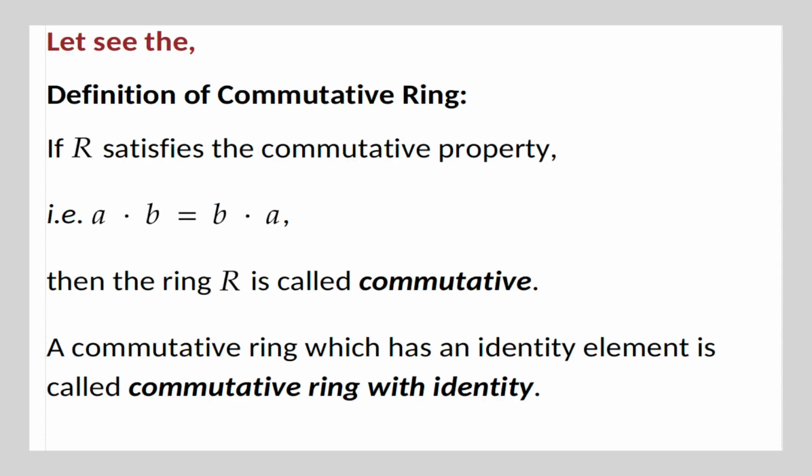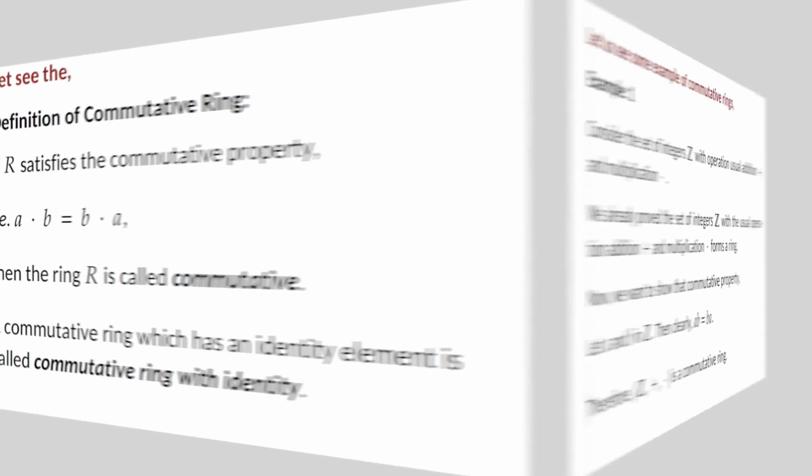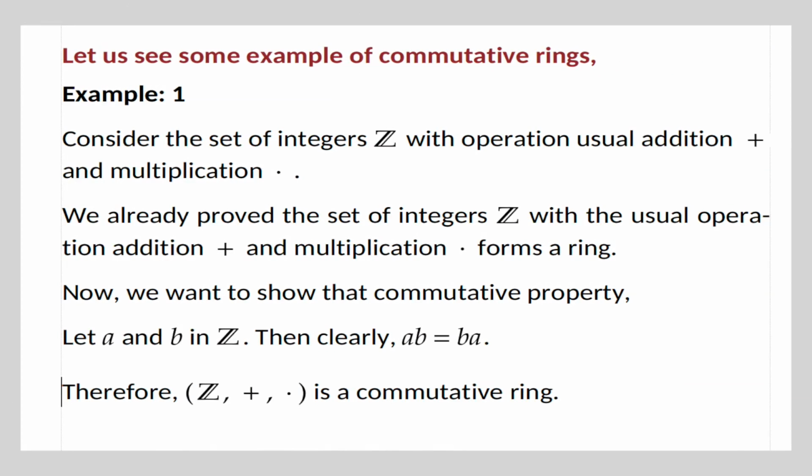Let us see the definition of a commutative ring. If R satisfies the commutative property, that is a · b = b · a, then the ring R is called commutative. A commutative ring which has an identity element is called a commutative ring with identity. Let us see some examples of commutative rings.